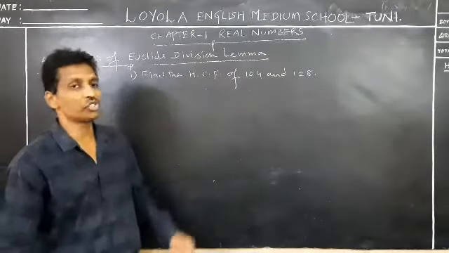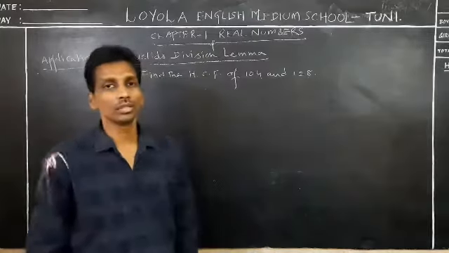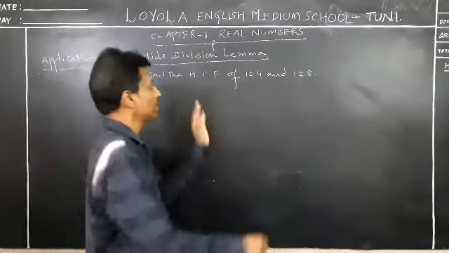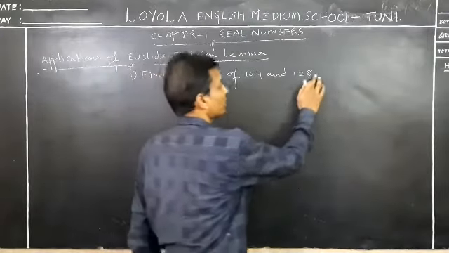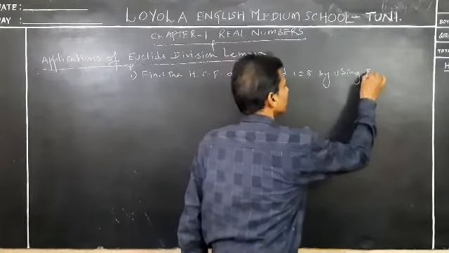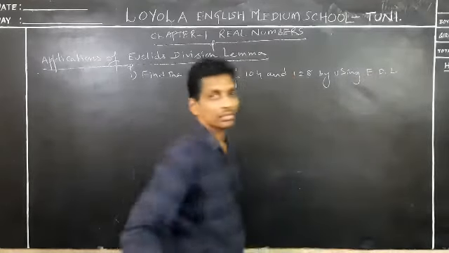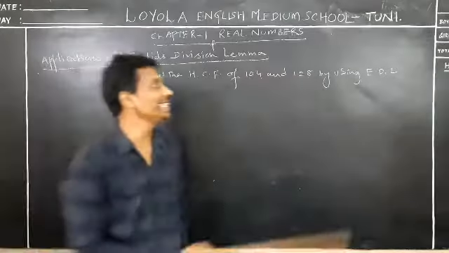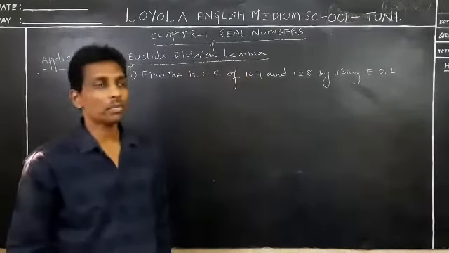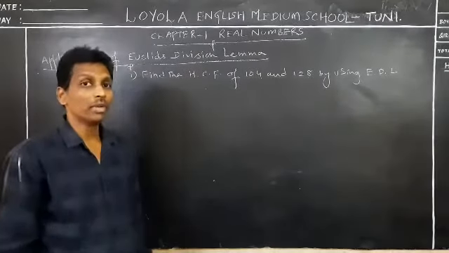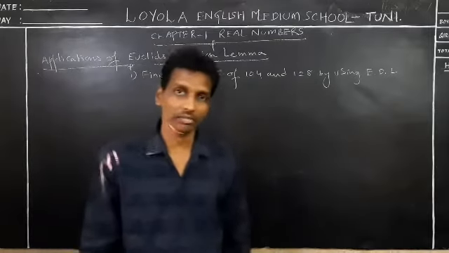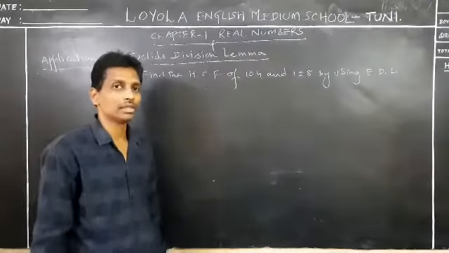Actually, this Euclid's division lemma is useful to find out the HCF of two given numbers. Here, find the HCF of 104 and 128 by using the shortcut form of EDL, Euclid's division lemma. The process is familiar to you, which we might have done in our 8th class level. Let us go through the division.